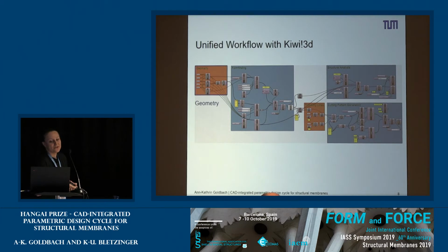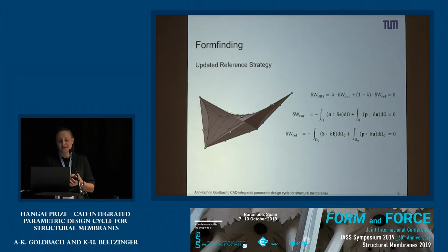So like I said, we start with the geometry, and the first step in our design cycle would then be to perform the form finding analysis. The mechanical background is the updated reference strategy, which was invented by Professor Bletzinger a while ago, and is a very established method. So this has been the basis of many structures we see, and is based on the force density method with an updating of the geometry, and then finds a form-found solution.